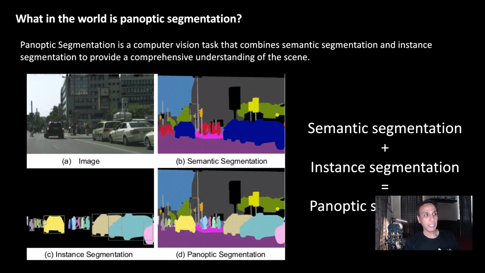And instance segmentation just puts a bounding box around different objects, right? Here's car number 1, car number 2, car number 3, and you have person number 1, person number 2, person number 3. Combine those two, you get panoptic segmentation, where you have individual objects that are fully semantically segmented. So that's what panoptic segmentation is, and I really don't see much of a difference.